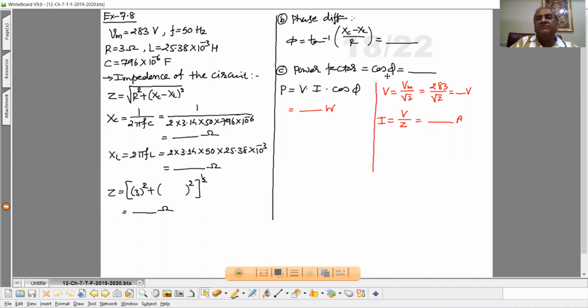Then power factor. Power factor means cos phi. So cos phi, that is equal to adjacent upon hypotenuse. So adjacent, that is R, hypotenuse, that is Z. So by taking R by Z, you can calculate cos phi. So that is power factor.